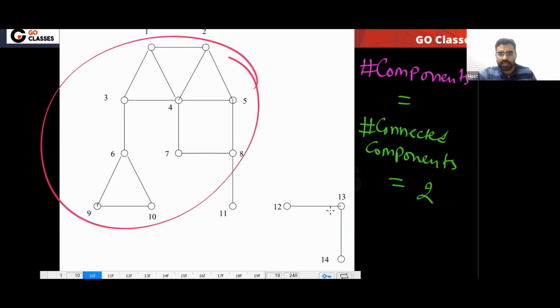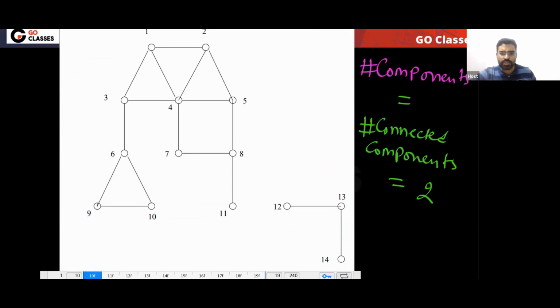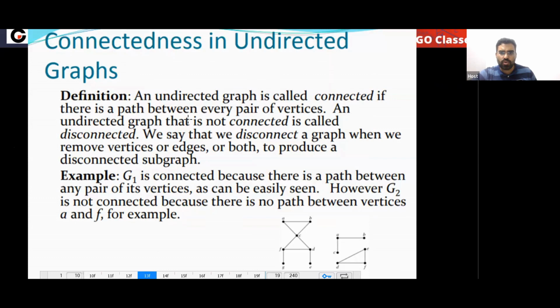So this is a component, and this is a component. So in total you have 2 components. This is the definition. When can I say a graph is connected? What is the definition of a connected graph for undirected graphs? An undirected graph is connected if for every pair of vertices there is a path between them; else the graph is disconnected. For example, look at this graph: it is disconnected, but this graph is connected. In this graph, between every pair of vertices there is a path.